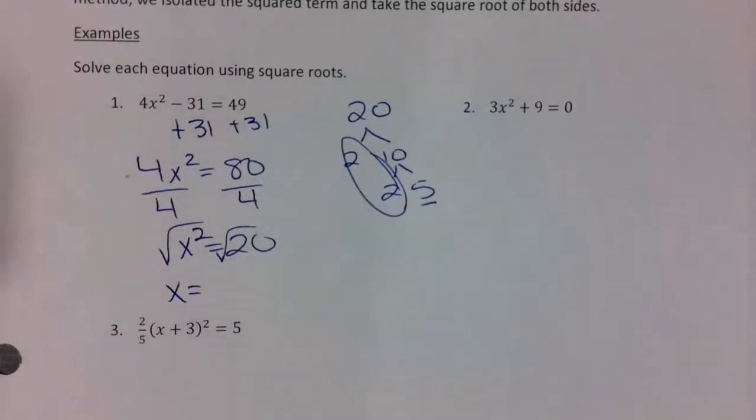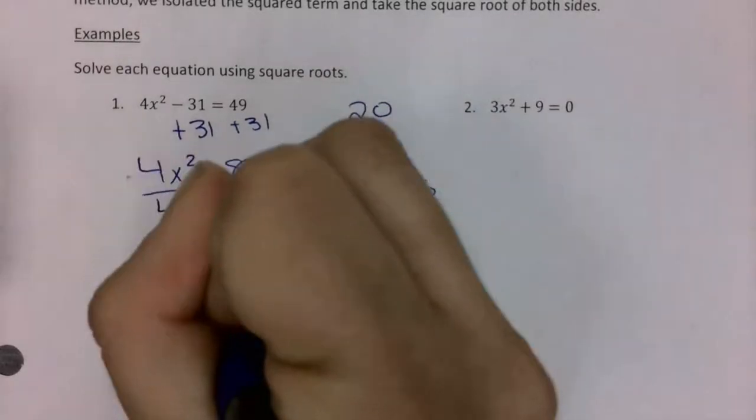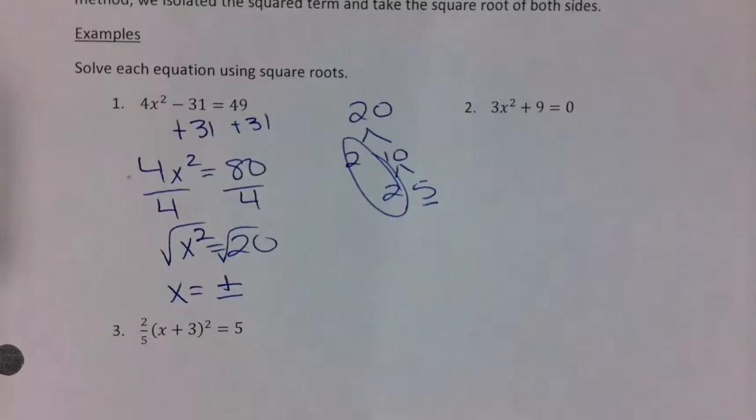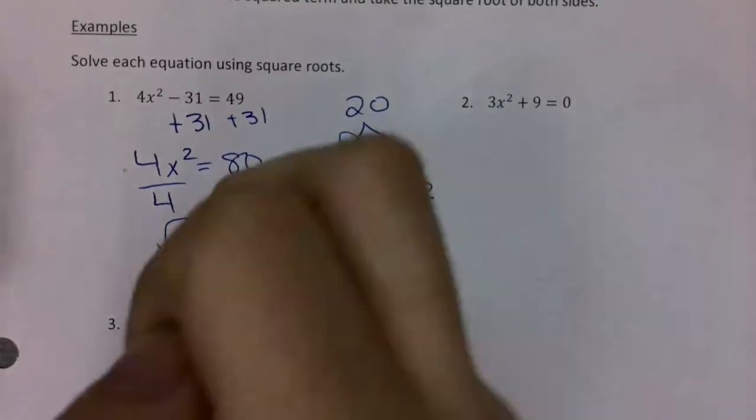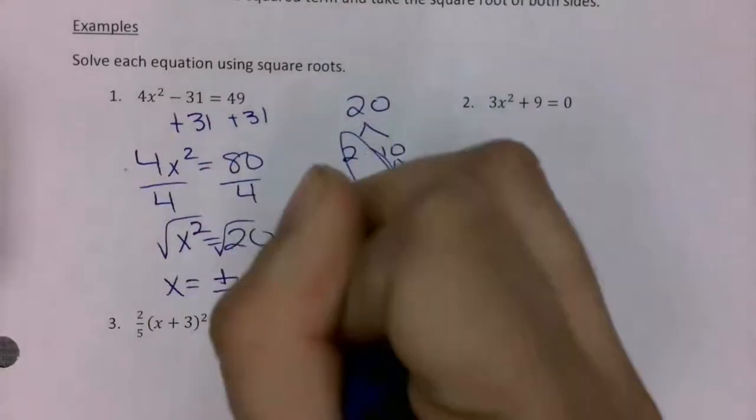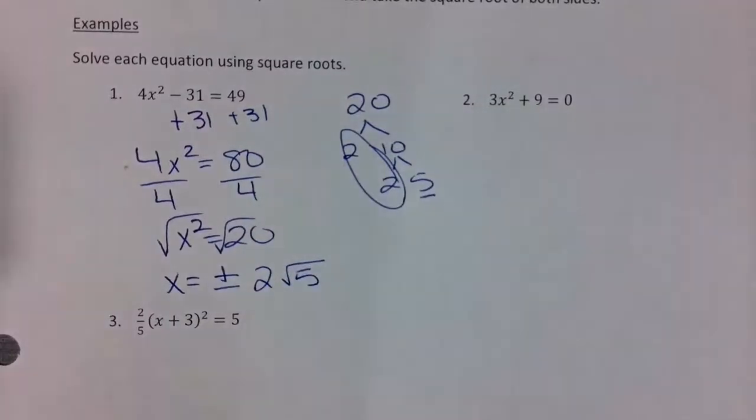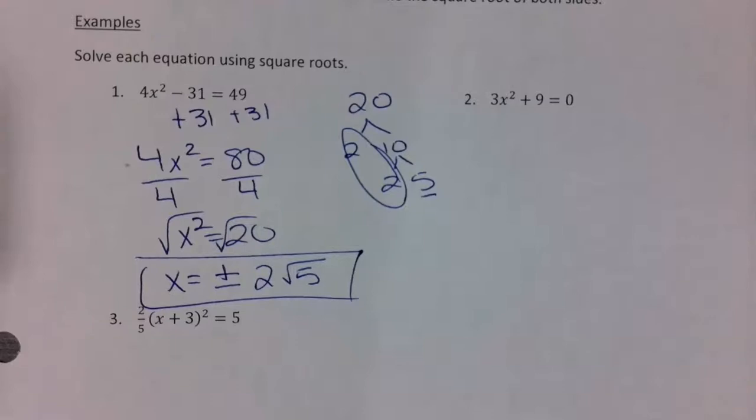Okay, so my answer, because I took the square root, it's going to be plus and minus because it can be both positive and negative. And then I said the 2's can go outside because they have friends. And the 5 is a loser, so he stays inside the radical. Okay, so questions on number 1.